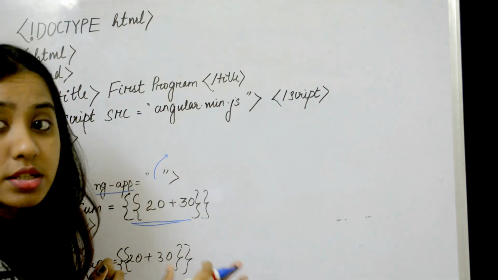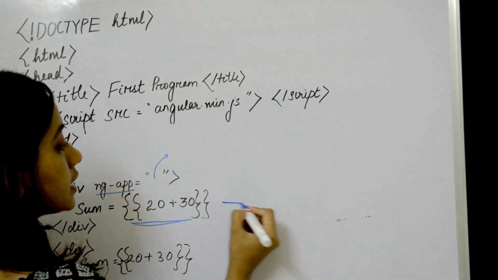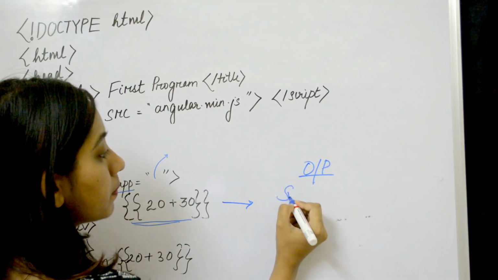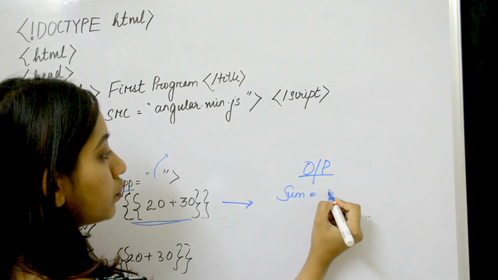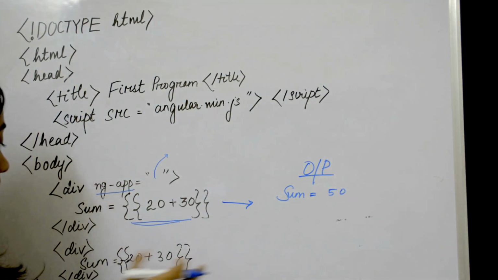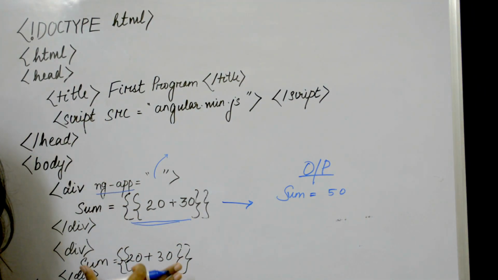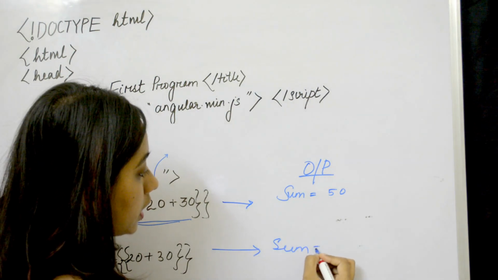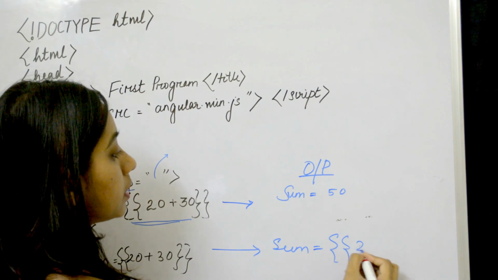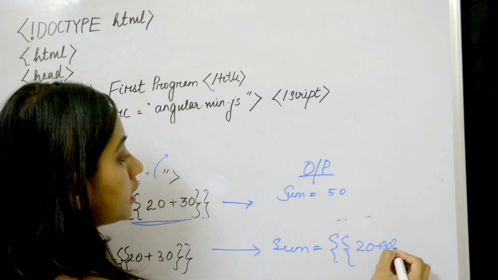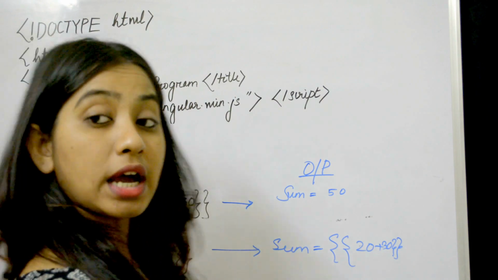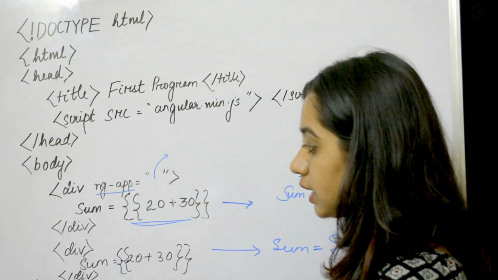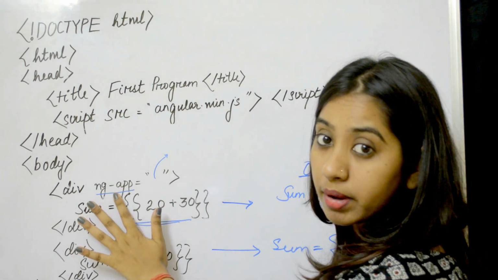If we run this code, the first div will give you the output sum equals 50. The second div, the one without ng-app, will give you the output sum equals double curly braces 20 plus 30. If you are wondering why there is a difference in the output, the answer is ng-app.